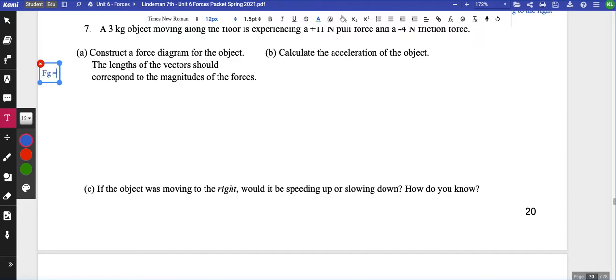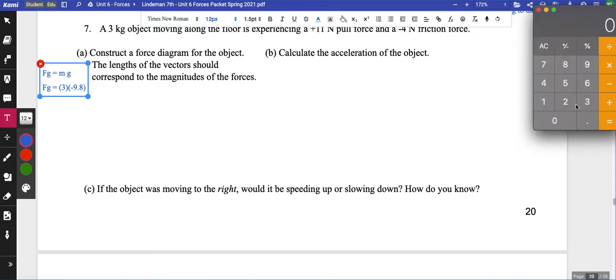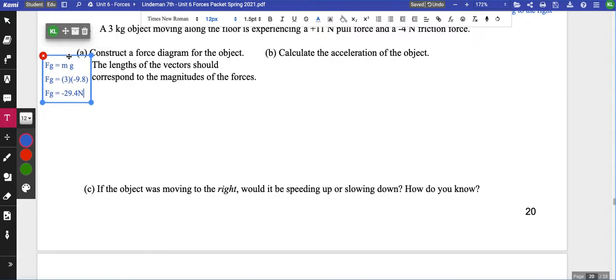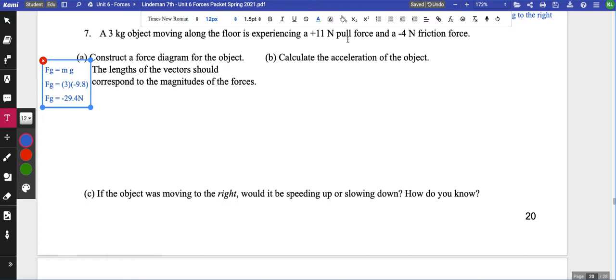Remember, weight is Fg, okay? So Fg is equal to mass times gravity constant. So Fg is equal to 3 times negative 9.8. Okay, so I'm just going to pop that in my calculator. So 3 times negative 9.8, we end up getting 29.4. So Fg is equal to negative 29.4 newtons. Okay, so I just kind of have it ready to go.